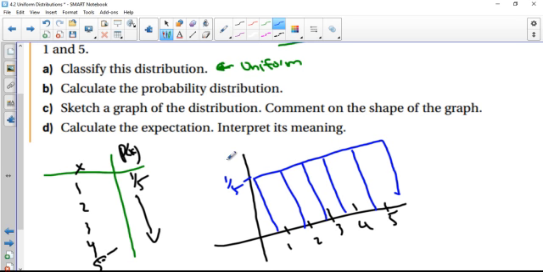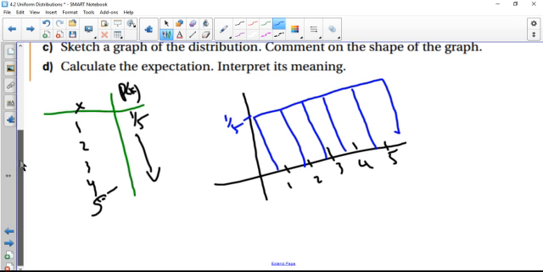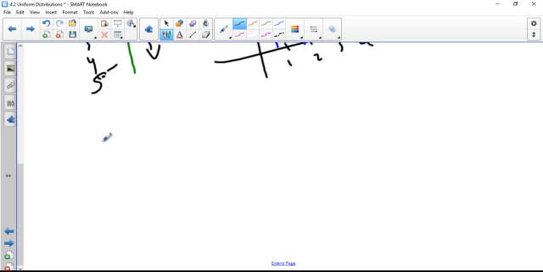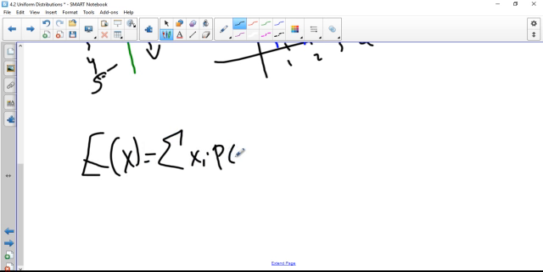Alright, so now we need to calculate the expected value. So how do we do expected values again? Well, remember, expected value is equal to the sum of x_i times p of x_i from 1 to n. So we need to find x times its probability for all of our terms here.